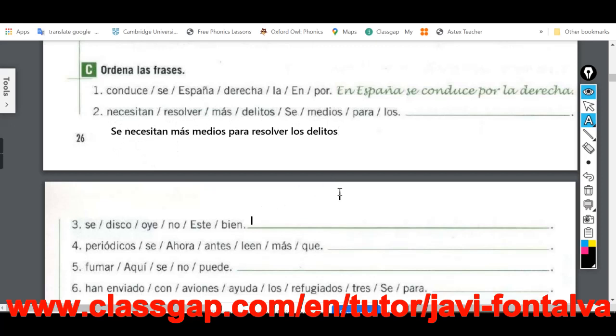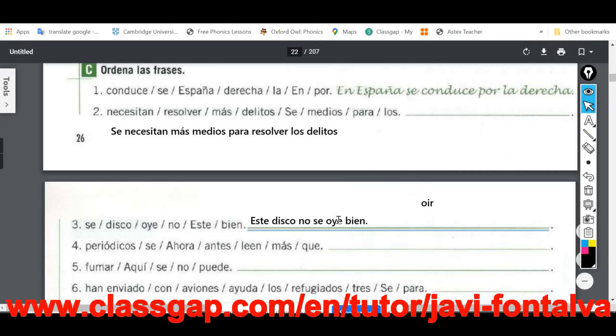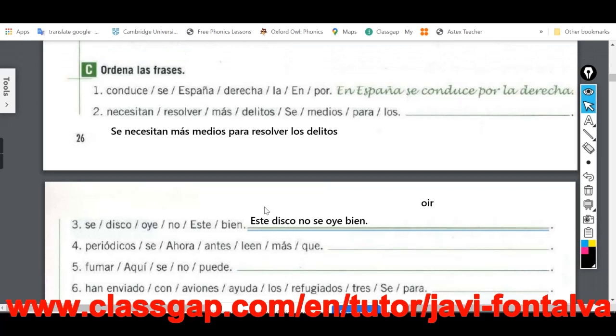Tres. Okay, so este disco no se oye bien. What does it mean here? So oye, what is oye? Oír is to hear. Oye literally means hear, another word we use a lot in Spanish. So este disco, you talk about a disc or maybe a CD, one of these old big ones. So you can't hear this disc well. When you play this disc, the sound is not good.